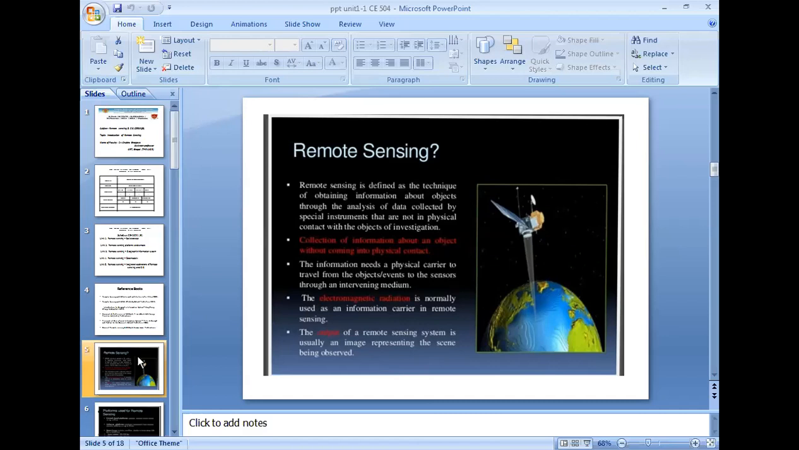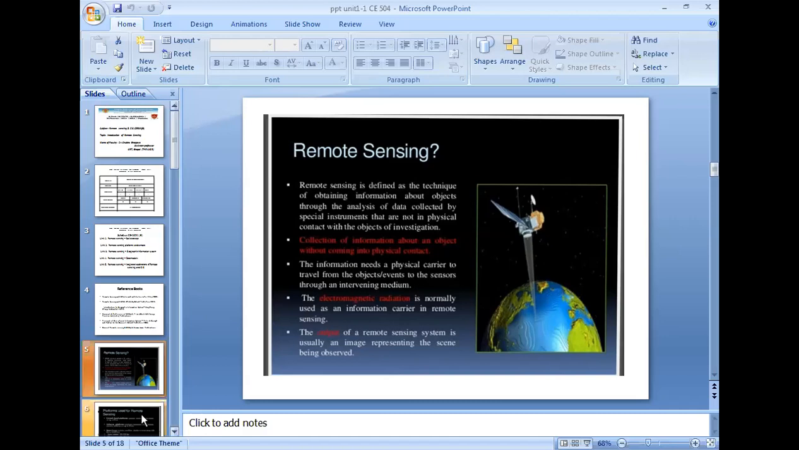Okay, this information needs a physical carrier to travel from the object and event to the sensor through an intervening medium. So when we see, how do we see? Through light. Okay, so what is light? It is radiation, electromagnetic radiation. So in remote sensing, this electromagnetic radiation is what is used. The remote sensing system usually produces an image representing the scene being observed. Just as a picture forms in our mind, which we then see, right?